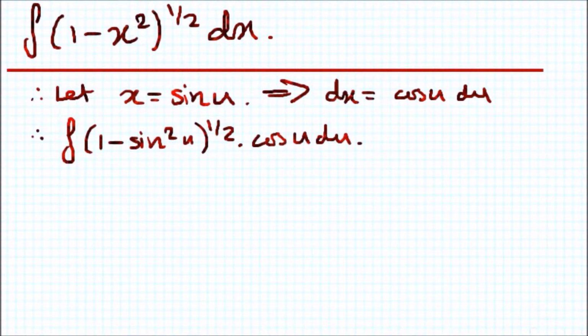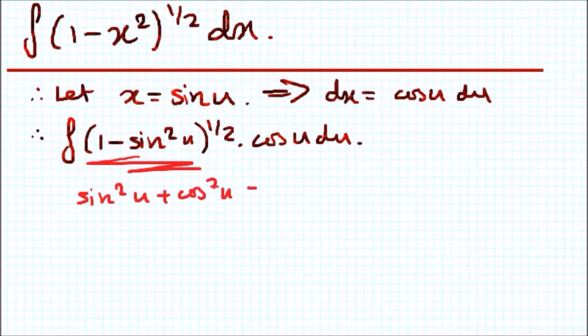Okay, not bad. Now, I don't know if you guys can spot this, but have a look at this part here. Notice that this is actually a very famous identity, the standard sine squared plus cos squared equals 1 formula. So sine squared u plus cos squared u equals 1. Now all you really want to do is rearrange this to make 1 minus sine squared equal to cos squared u.